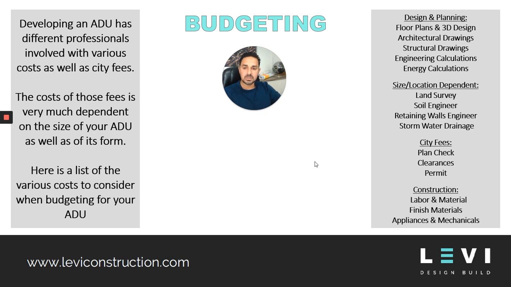Appliances and mechanicals, most contractors will not include those in their estimates. You would need to budget for those yourself as well. Appliances are all the kitchen appliances, and mechanicals are like HVAC for heating and cooling, and water heaters. That's basically all the items you need to budget for.